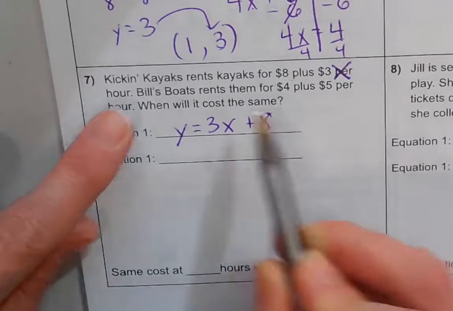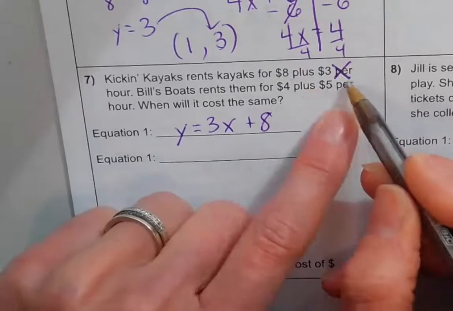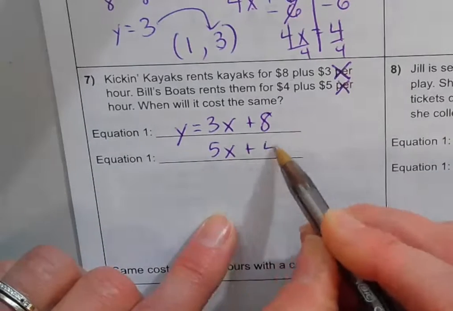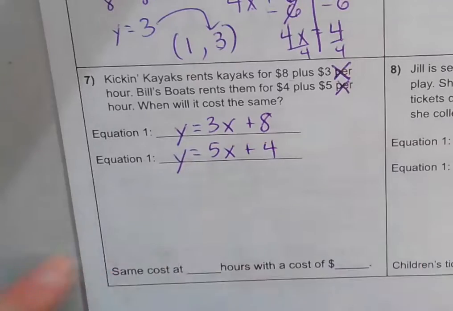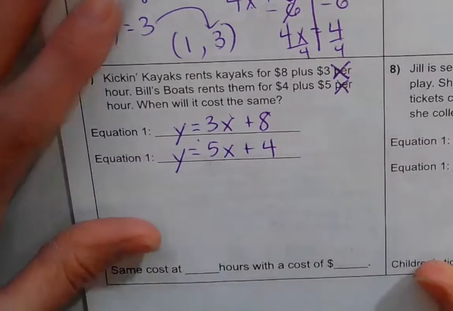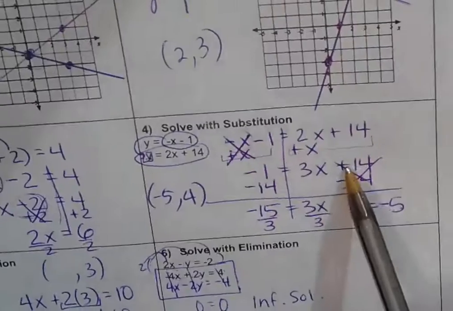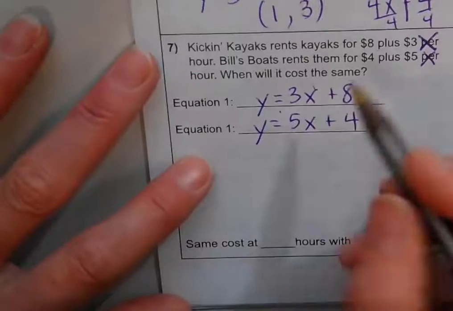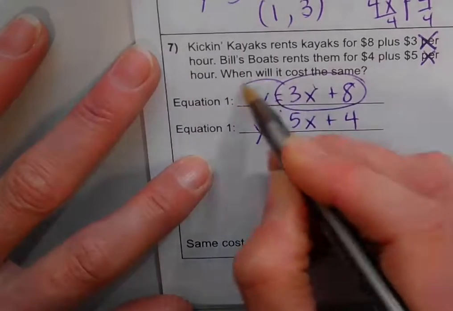Okay, the next one, you can see here's my 5, here's my per, so the 5 is what goes with the x in this equation, plus the 4. Okay, you can see these are in y equals form. This is the same exact type of problem as what we did over here with solve with substitution. We just take all our y stuff and we put it for y in the other equation. So I take all this stuff, put it for y in the other equation.